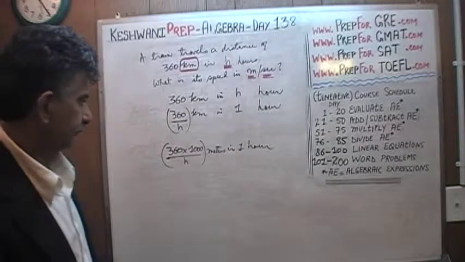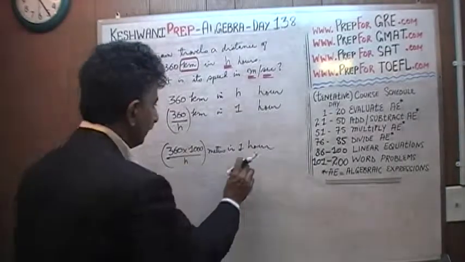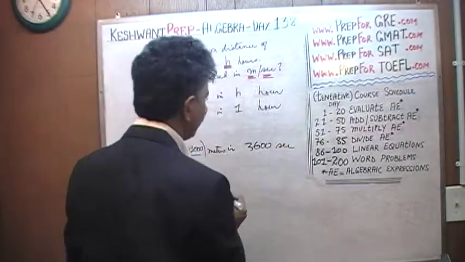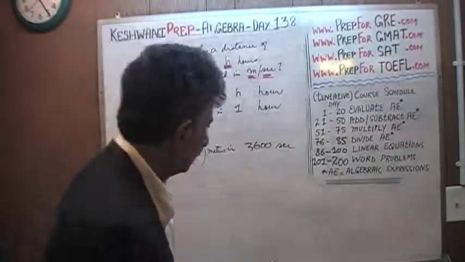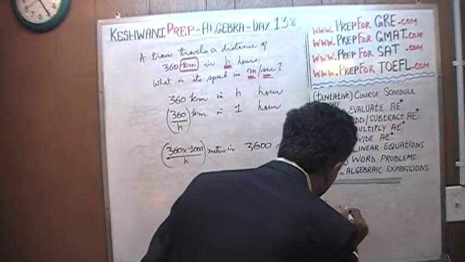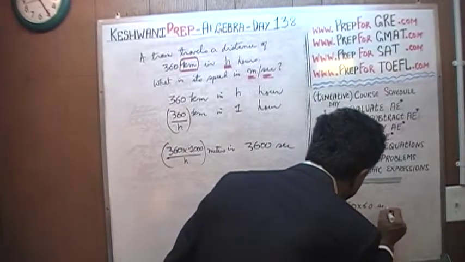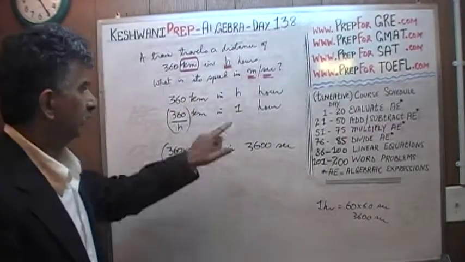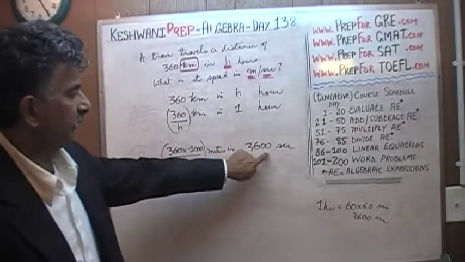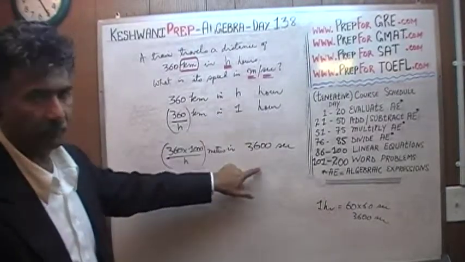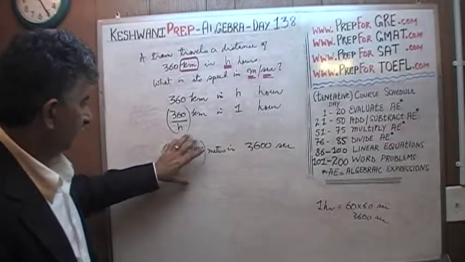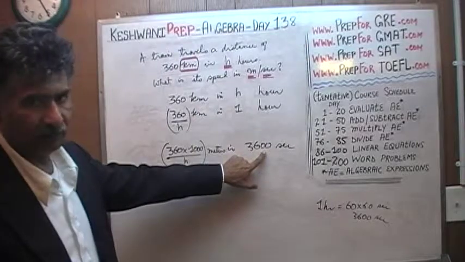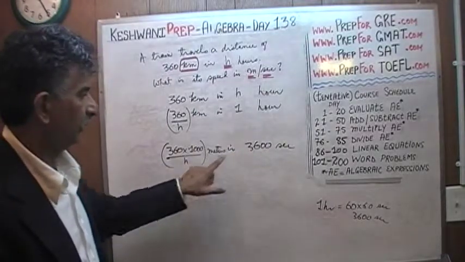In 1 hour. But 1 hour is the same as 60 times 60 seconds, or 3,600 seconds. So all we have done here is to replace this 1 hour by 3,600 seconds, because that's what an hour is. So this is the amount of distance it travels in 3,600 seconds. Then how much does it travel in 1 second?